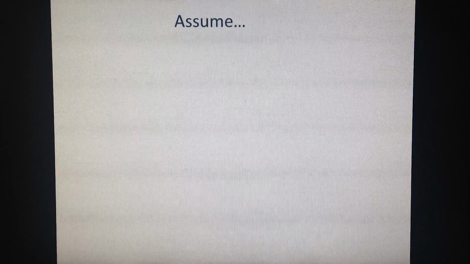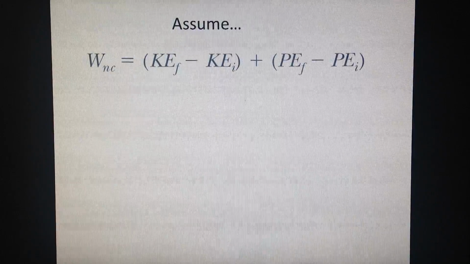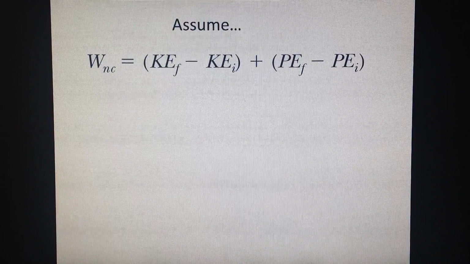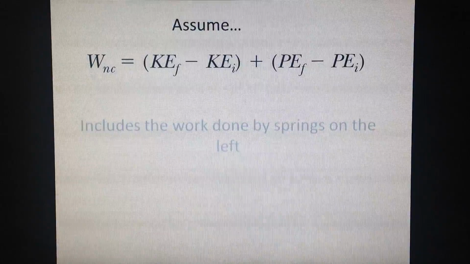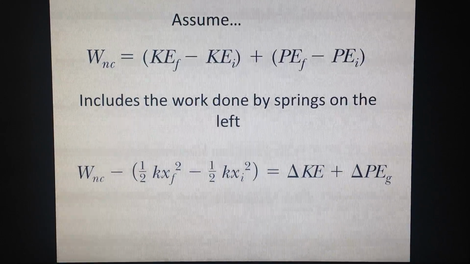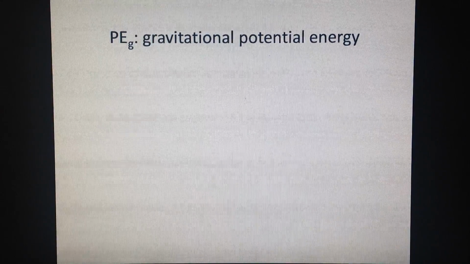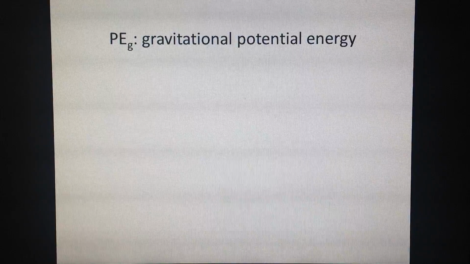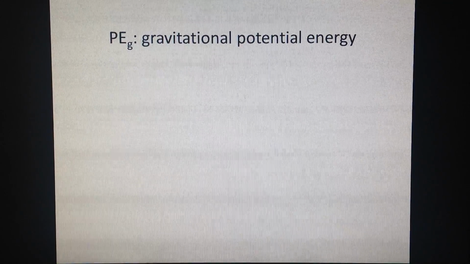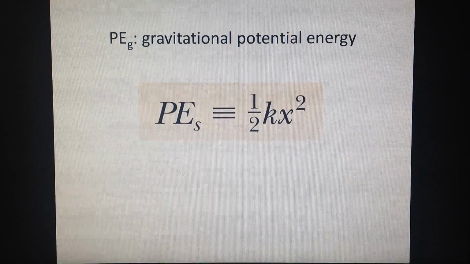The work done by the spring can be included in the work energy theorem. Assume its equation includes the work done by the spring on the left-hand side. It then would read as follows, where PEG is the gravitational potential energy. We now define the elastic potential energy associated with the spring force, PES, by this equation.